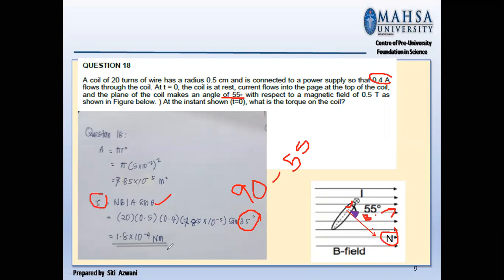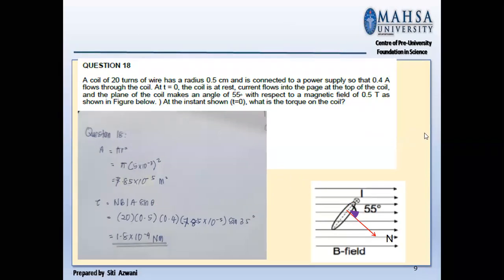In this problem, you have to calculate the torque. So you have a formula for the torque, NBIA sine angle. But the angle, you need to refer back to your figure or your question: the angle is from which part to which direction. Here the angle is from the normal of your plane to the B. Is it okay? Is it clear?